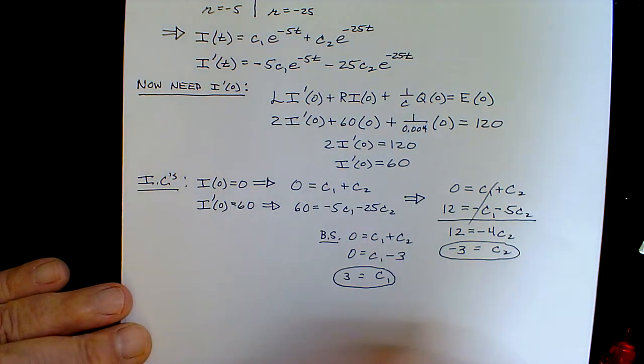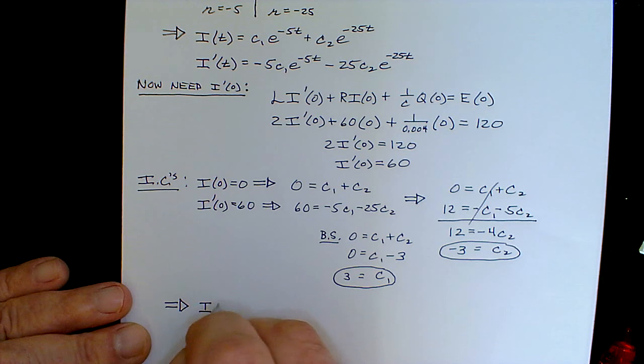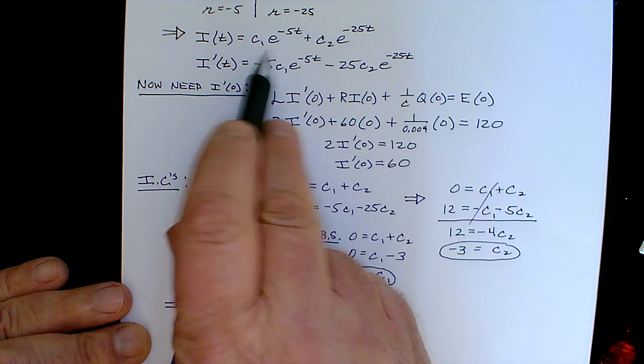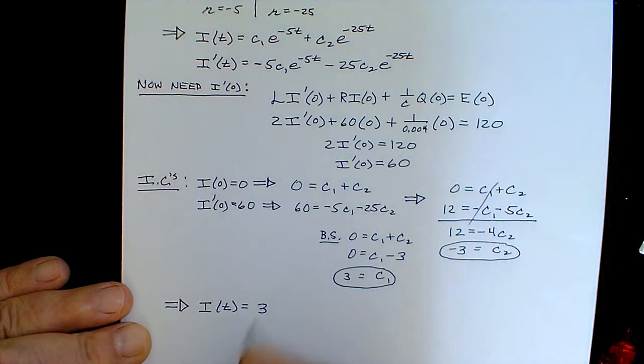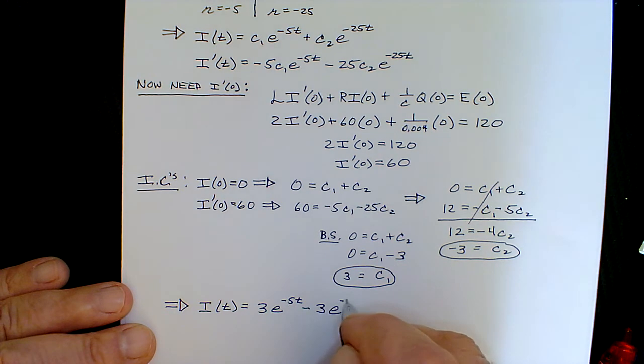Okay, so then finally we can write our particular solution. I of t is, going back up to the I of t equation, place C1 and C2 by what we found. So C1, 3, e to the negative 5t, and then plus C2, which is minus 3, so minus 3 e to the negative 25t.